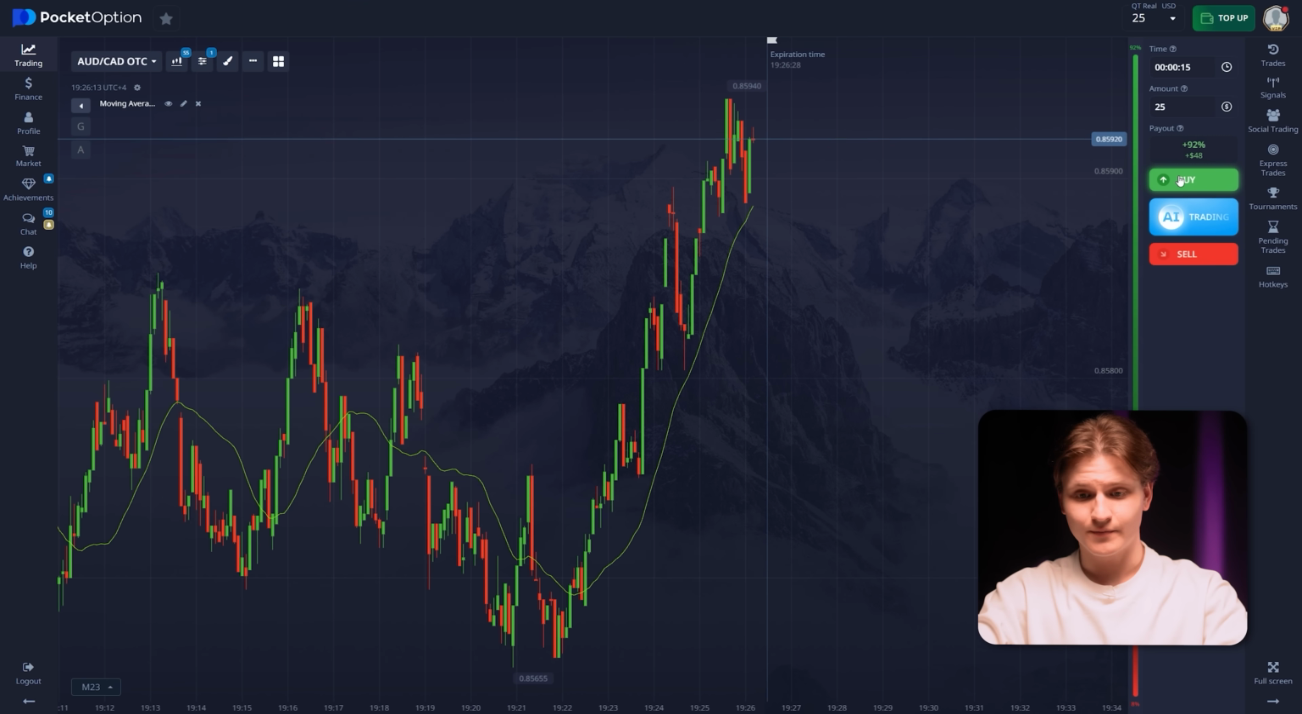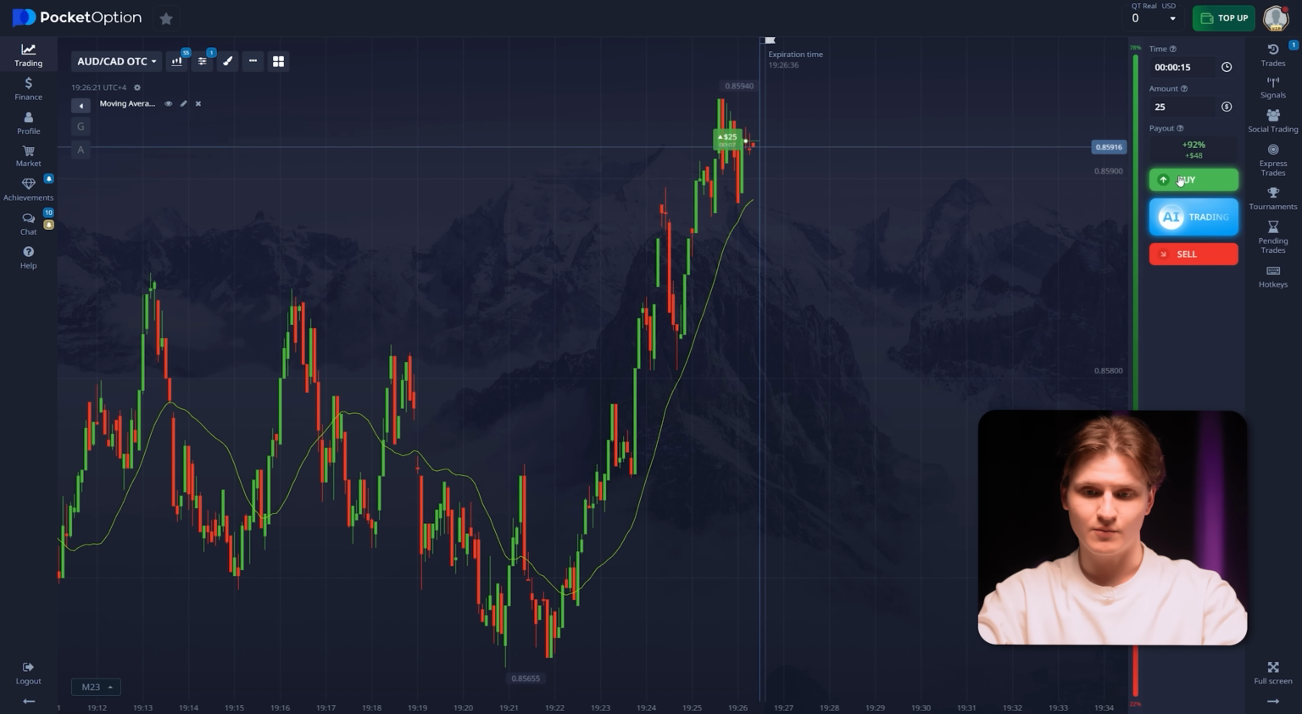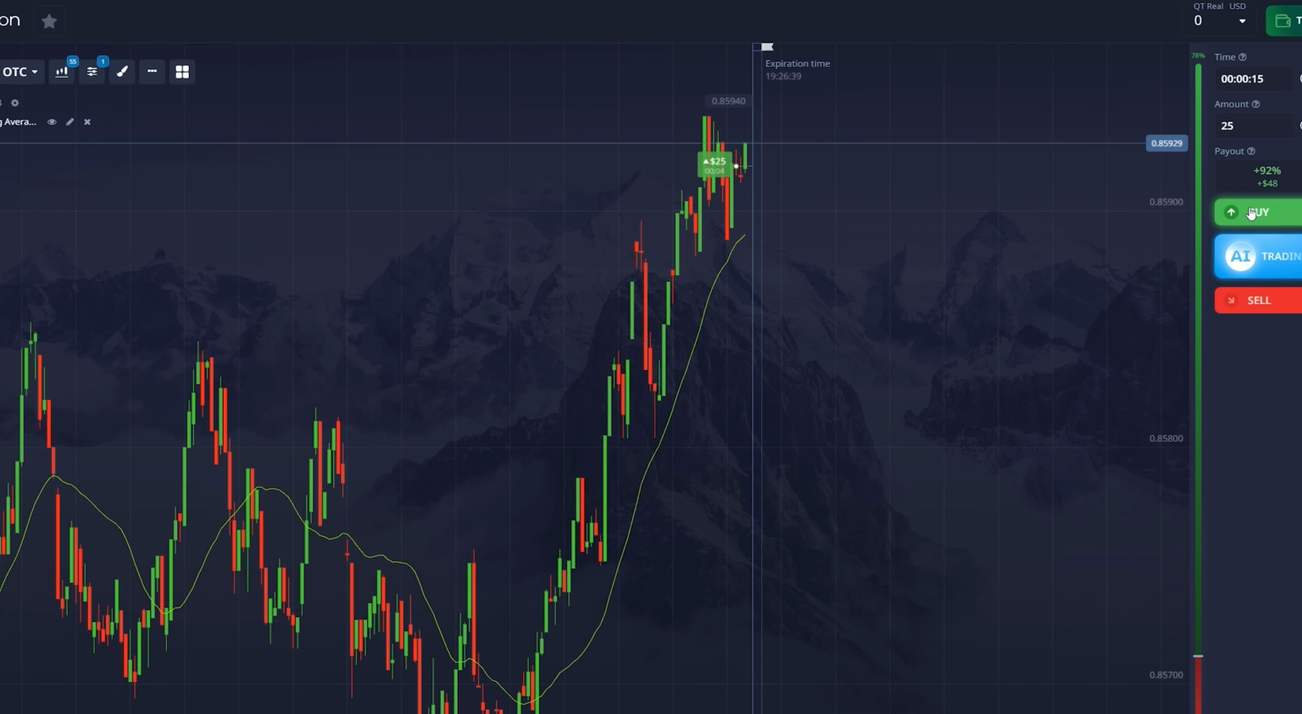Let's get started. Here we see the upward movement simply by the moving average and the price chart. Because of this, I open a position upwards, expecting the movement to continue the trend.